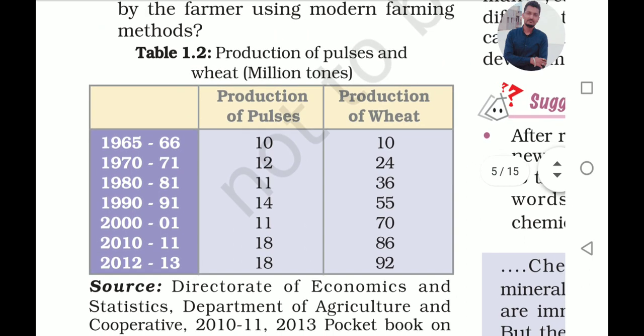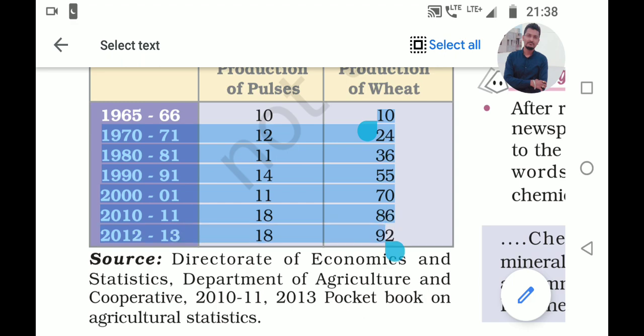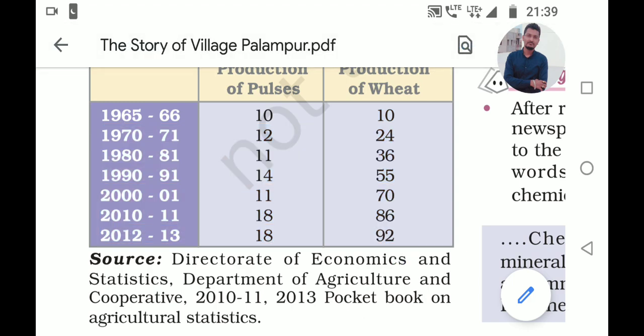Here table 1.2 is the production of pulses and wheat in million tons. So clearly we can see here, production of pulses is on the left side, and production of wheat is also given on the right side. From 1965 to 2012-13, pulses have not increased much, but wheat production has increased a lot. So wheat production continuously increased, that we can see here.